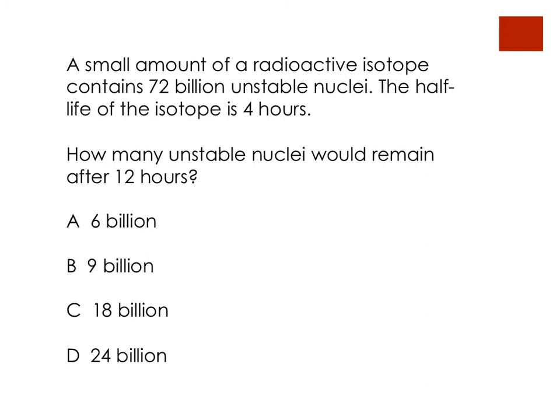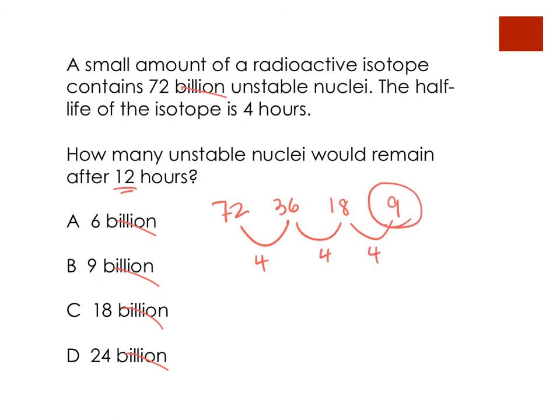Now notice all of these have the word billion in them, so I'm just going to ignore these so I can use nice, easier numbers to deal with. And I'm starting with 72. Half-life is 4 hours, and that will bring me down to 36. Another half-life would bring me down to 18, and then to 9. And let's just double check. Half-life is 4 hours, and I need 12 in total. Oh, there I go. Answer is B.